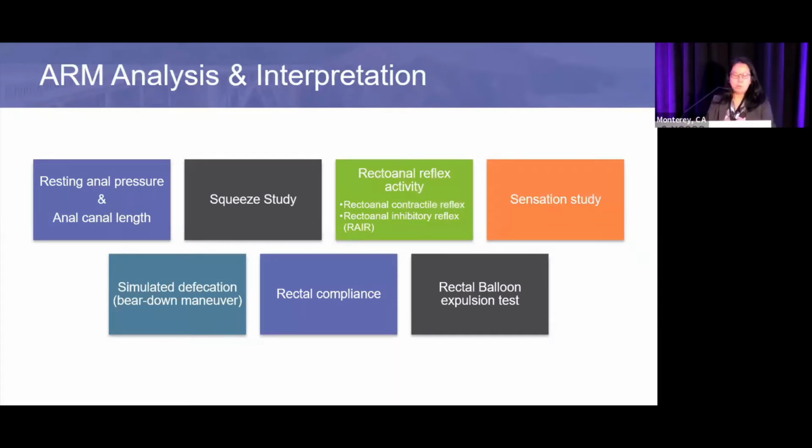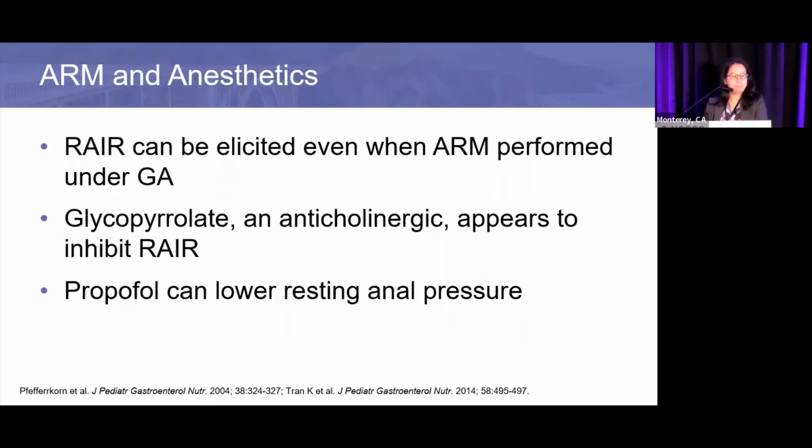So I'll go over a little bit of what we do in anorectal manometry, the analysis and interpretation. What we're looking at is the resting anal pressure and the anal canal length. We then do the squeeze study. We then assess the different reflex activity. This includes the rectoanal contractile reflex and the rectoanal inhibitory reflex. Then we do a sensation study, and then we have them simulate defecation, where they do bear down maneuvers. And then we check for rectal compliance. The rectal balloon expulsion test is not part of the manometry, and can be done separately, but we do it as a protocol in our center altogether.